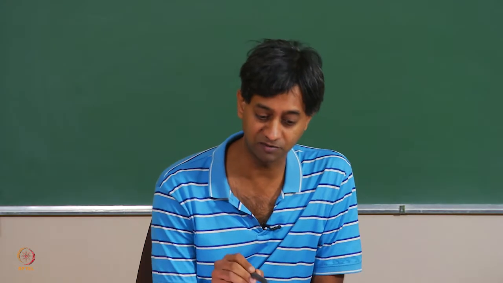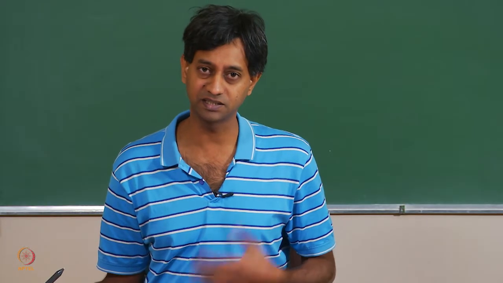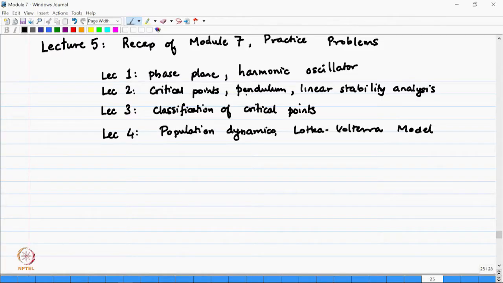So, in this module, in the first lecture, we learnt about the phase plane and the harmonic oscillator. We saw the description of the phase plane and how it can give a portrait of the harmonic oscillator problem. Then in the second lecture, we saw the critical points, we saw the meaning of critical points, we looked at the problem of the pendulum and did linear stability analysis to get a phase portrait of the pendulum.